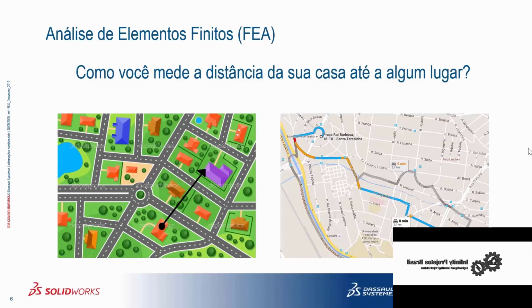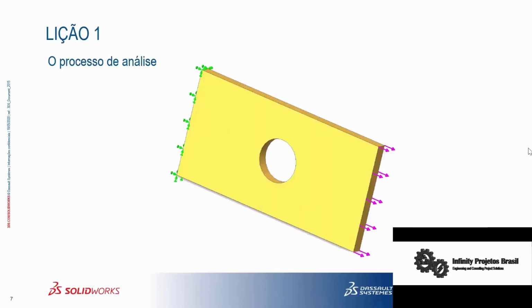In this pre-processing part is where we create our mathematical model, that is, we enter the data that SolidWorks will use to carry out the simulation: our analysis type, the material properties, in this case what material this object is made of, the fixation points or supports, and finally the loads, the force or pressure that will be applied to our part. After this we have the discretization, or mesh generation.